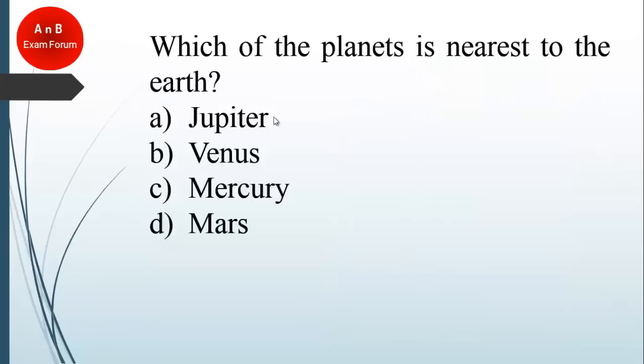Coming to the next question, which planet is nearest to Earth? This is related to the solar system. Which planet is nearest to Earth? These are the four options. We know the sequence, right? Mercury, Venus, Earth, Mars, Jupiter. So Earth is in between.